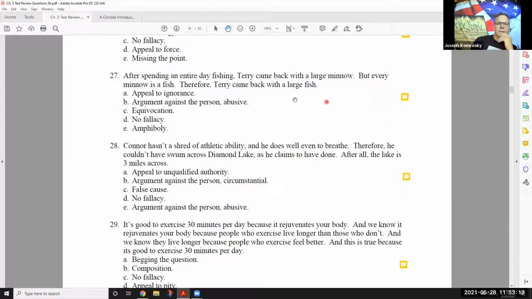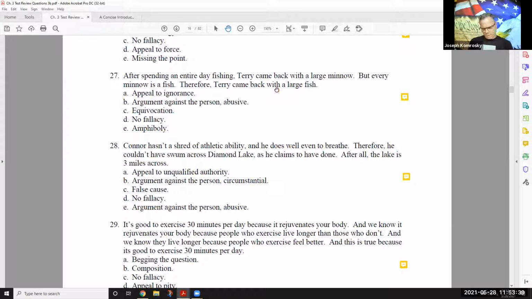It's not necessary that a minnow itself is a large fish. Minnow, in fact, is a very small fish. But you can look at how this is being equivocated. Equivocation can happen with a word or a group of words. Let me read equivocation for you.